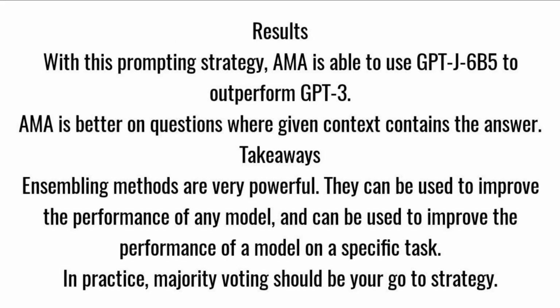For results. With this prompting strategy, AMA is able to use GPT-J 6B to outperform GPT-3. AMA is better on questions where the given context contains the answer. Takeaways. Ensembling methods are very powerful. They can be used to improve the performance of any model, and can be used to improve the performance of a model on a specific task. In practice, majority voting should be your go-to strategy.